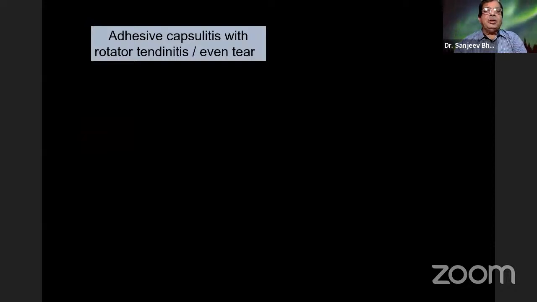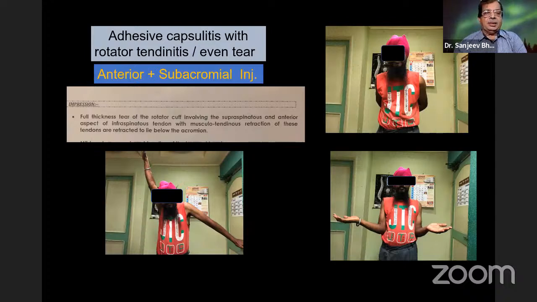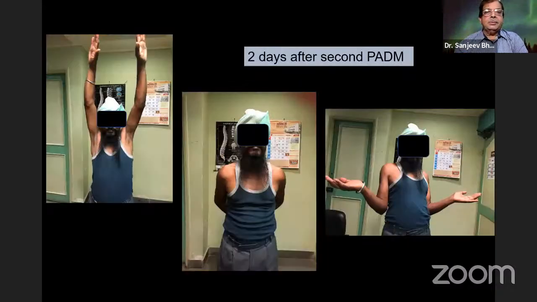Sometimes there is adhesive capsulitis with rotator tendinitis or even tear. Here I will inject anteriorly as well as 1 ml in the subacromial space. This was the patient. This is his MRI report, which says that there is a full thickness tear of the rotator cuff involving the supraspinatus and anterior aspect of the infraspinatus tendon. He was having severe pain and was not able to actively as well as passively abduct the arm.